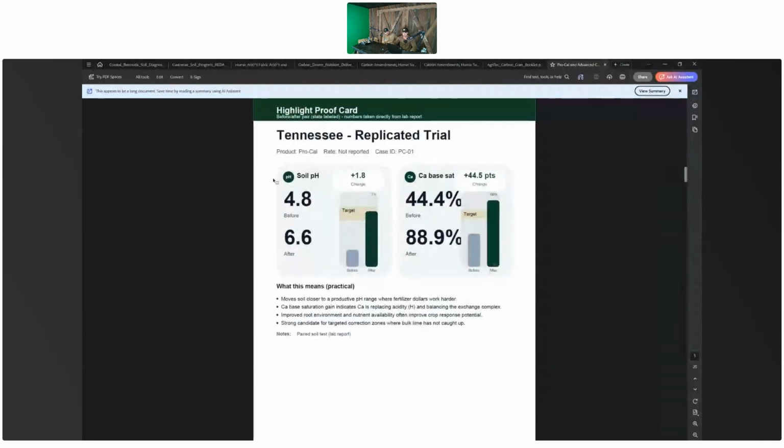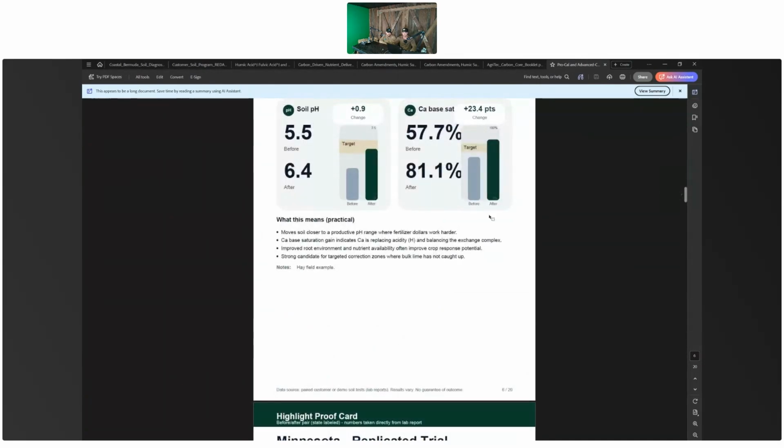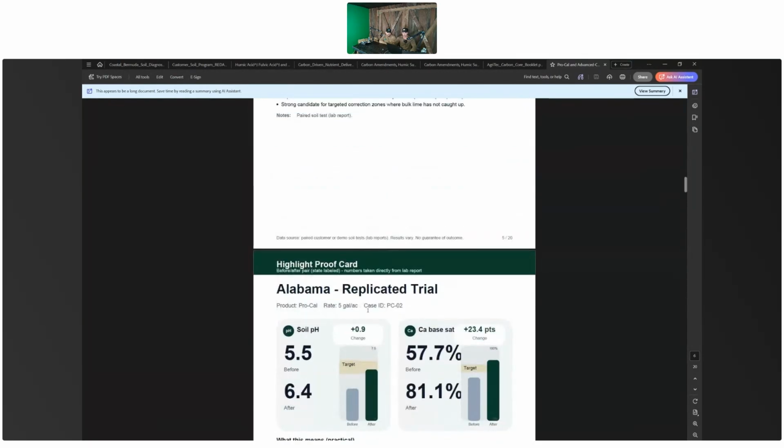So this is a ProCal in Tennessee, 4.8 pH starting, 6.6 after, went from a 44.4 base saturation to an 88.9. Large shift here, lower CEC soil. And so you see a big shift quickly, right? You get over here to Alabama, lighter soils as well. See almost a point change here. The use rate there was 5 gallons per acre of calcium. We went from a 57.7 to an 81.1.